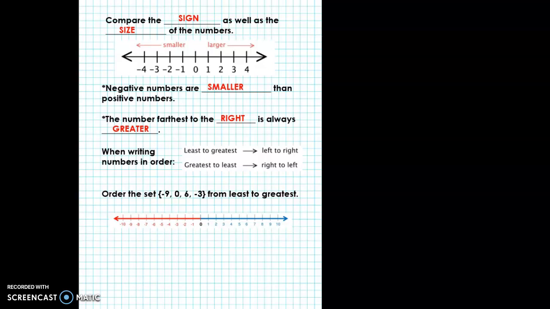If we're going to order this number set, -9, 0, 6, and -3 from least to greatest, first step would be to plot the points on the number line. -9, 0, 6, and -3. And since we're going from least to greatest, we're going to start on the left side and move across to the right side. The numbers from least to greatest are -9, -3, 0, and 6. We can also say that -9 is less than 0 and 6 is greater than -3.